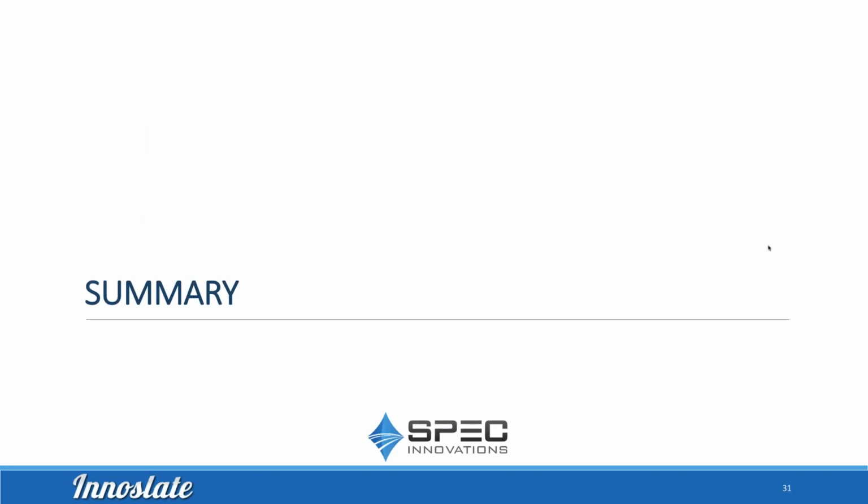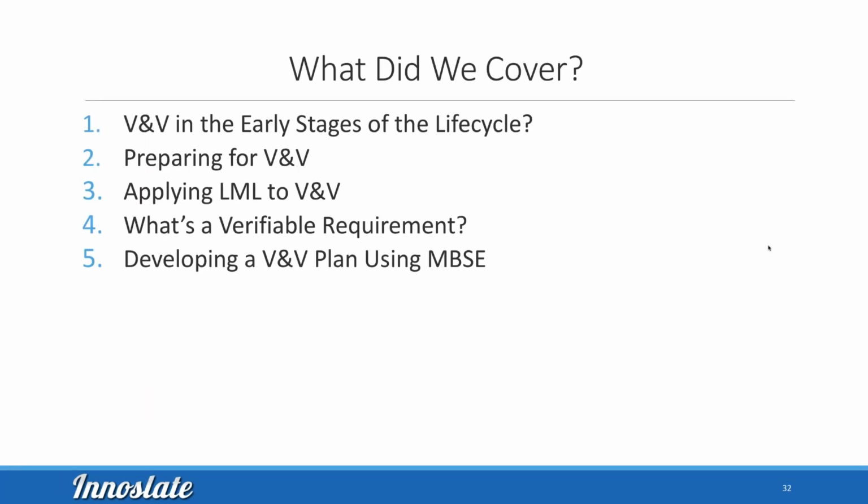So in summary, I think we covered looking at V&V in the early stages of the life cycle. We talked about preparing for V&V. We talked about the ontology, using LML to capture your V&V information. And of course, what a verifiable requirement is and developing a V&V plan. I think we've got about 15 minutes available for questions. So, Elizabeth, do we have any yet?